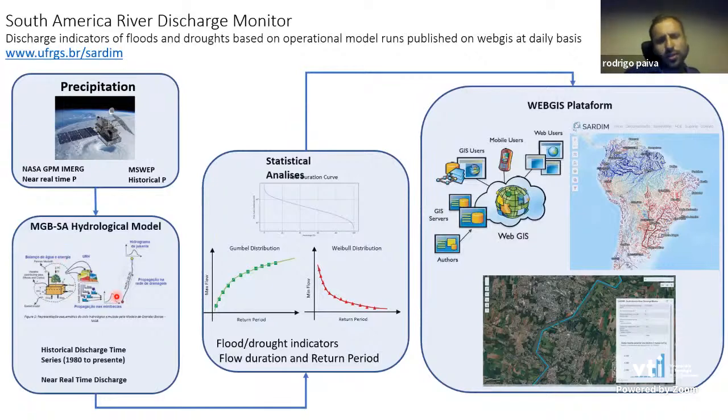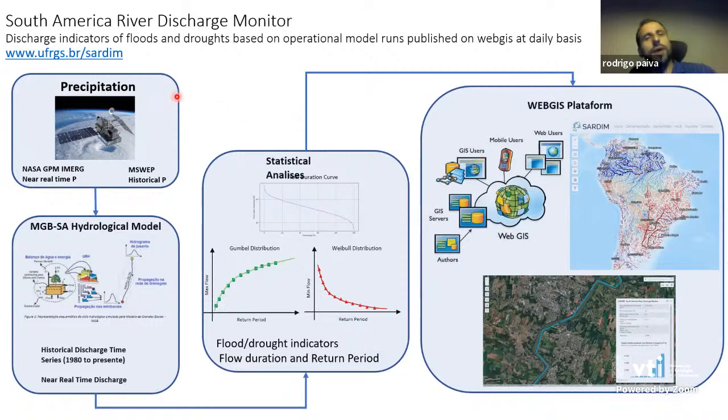The discharge produced for this day is compared with the historical discharge time series starting from the 80s. And we do statistical analysis to rate this discharge in terms of the flow duration or return period, using typical flood and drought frequency analysis. As a result, we can have a map like this that has indicators of the current conditions in terms of return period of the drought or the flood, or the percentile of this discharge compared to the past.